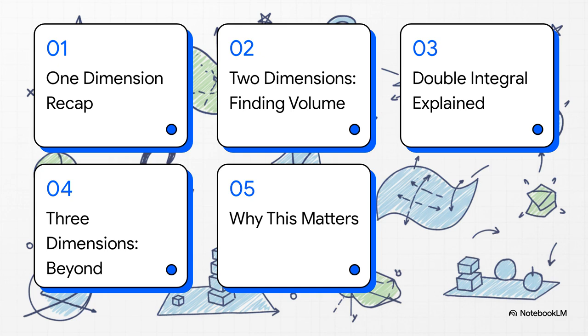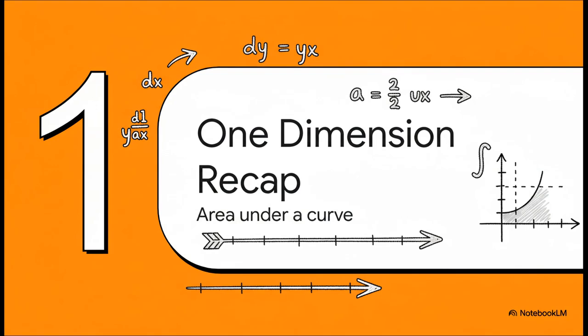So, here's our roadmap for today. We're going to start with a quick refresher on what we already know. Then, we'll build up one dimension at a time, from finding simple area to calculating volume, and finally to measuring stuff inside that volume. And then we'll get to the most important part, why this isn't just abstract math, but an insanely powerful tool for understanding the world around us. All right, let's ease into it.